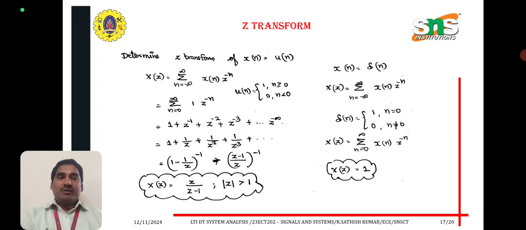When X of n is equal to del of n, X of Z is equal to summation n is equal to minus infinity to plus infinity X of n into Z power minus n. Del of n is equal to 1 for n is equal to 0. Therefore, X of Z of unit impulse function is nothing but 1.